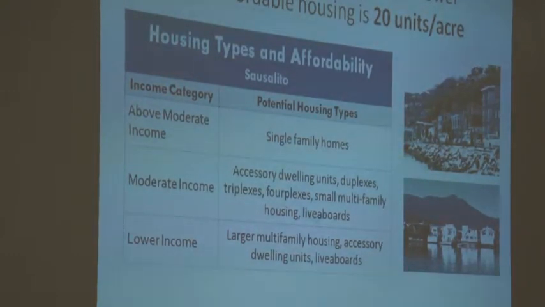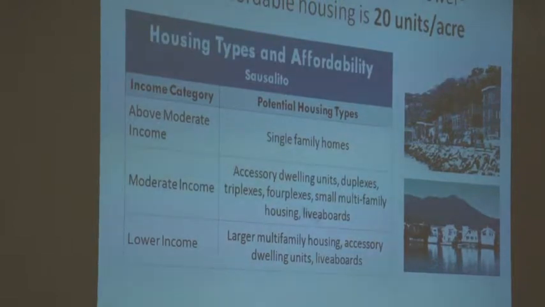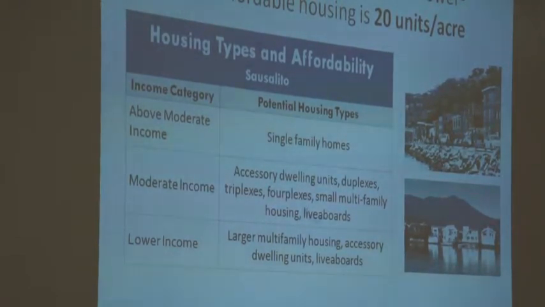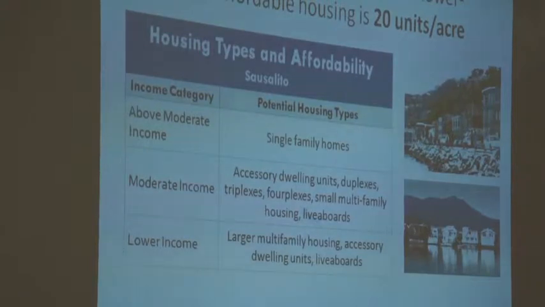Okay? We're oversimplifying, but that's to give you an idea of what all this means. And then lower income, that need would be met by larger multifamily housing, accessory dwellings, and liveaboards. Again, we're talking sort of in generalities. You're going to find those types of housing related to these income groups.